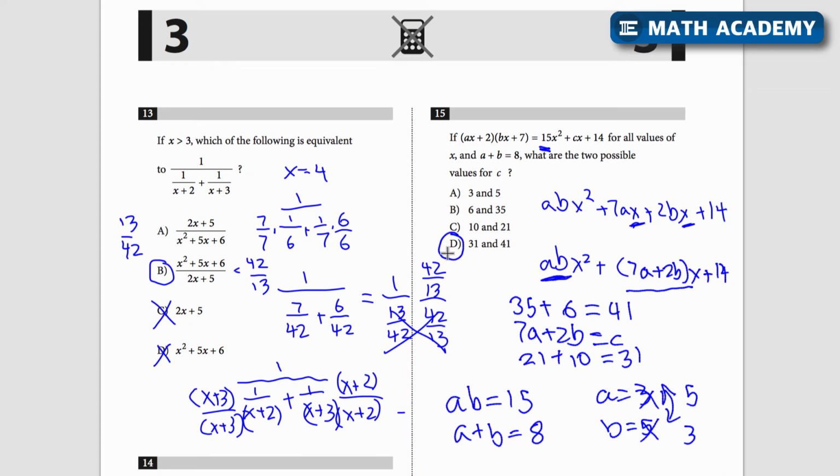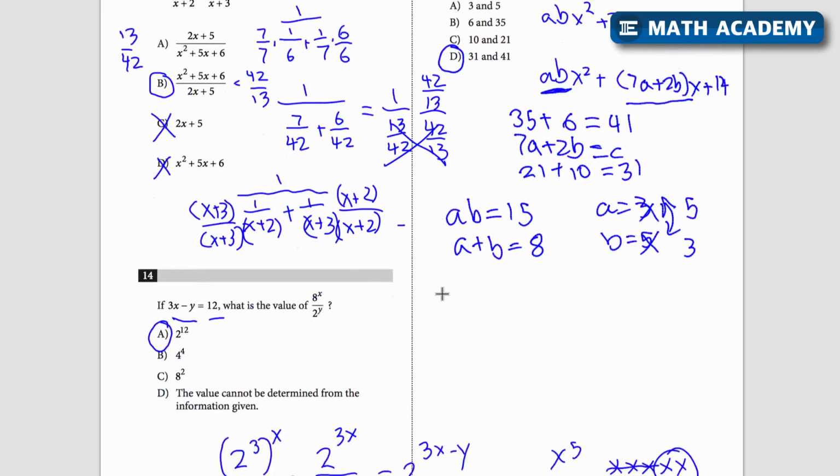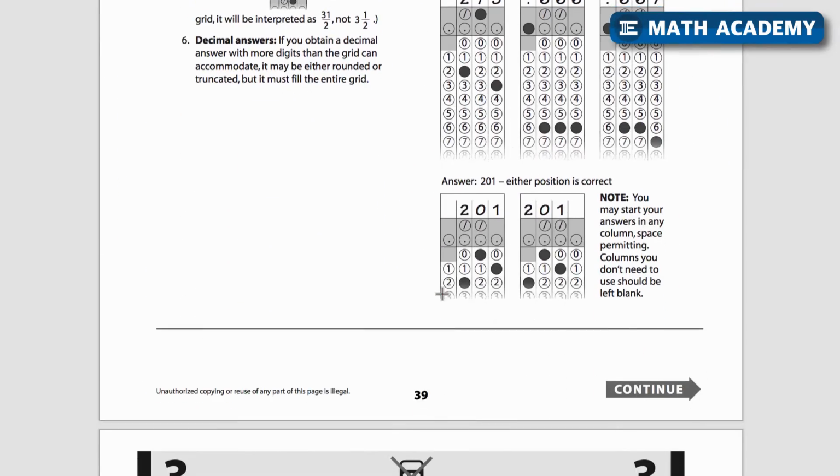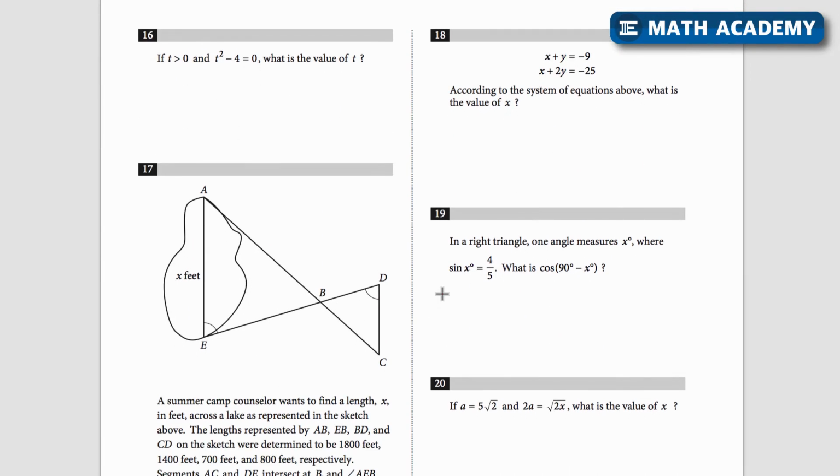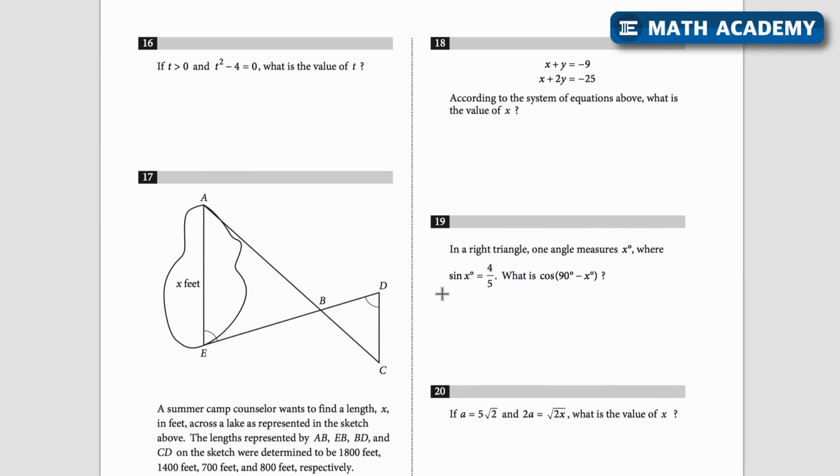And that's going to be choice D. So now we're going down to the grid-in section here. If t is greater than 0 and t squared minus 4 equals 0, what's the value of t? So I want to solve for t here. I'm going to just add 4 to both sides. t squared equals 4.